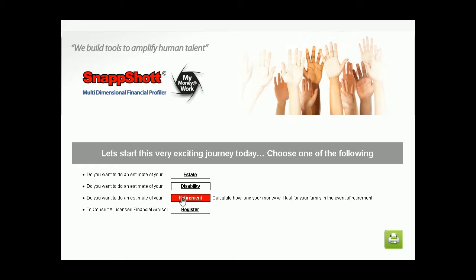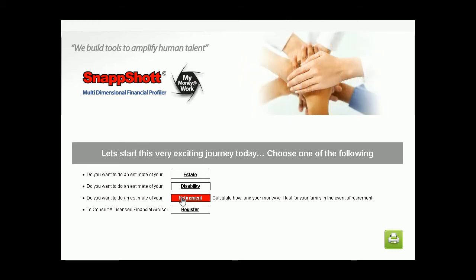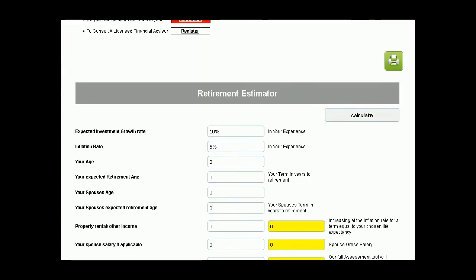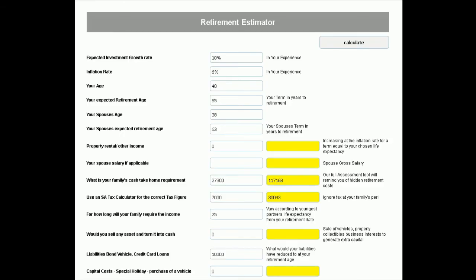The retirement estimator is used to calculate how long your retirement resources will last after retirement. Click the appropriate selector button and the estimator slides into view. The top two fields, the growth rate and the inflation rate, are the percentages that will be used throughout this calculation exercise.